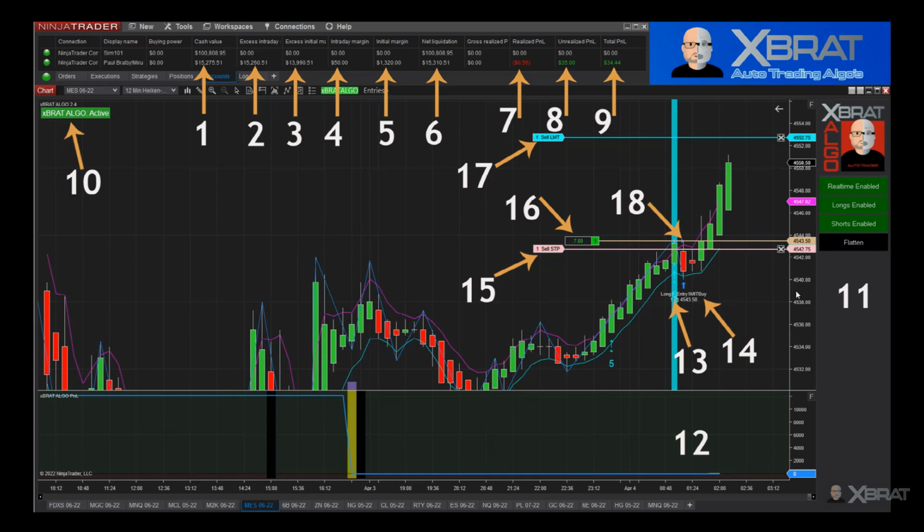So that's number 13. Number 14, this is the order type. You can see it says long entry 1 MIT buy, and it gives you the entry price, 4543.50. Okay, so that's number 14. That actually prints it on the chart for you so you understand where your entry was.